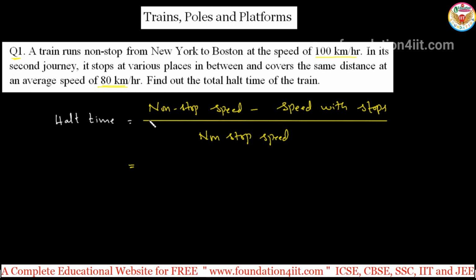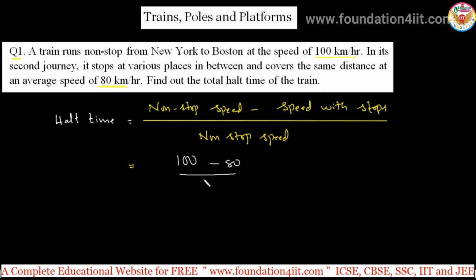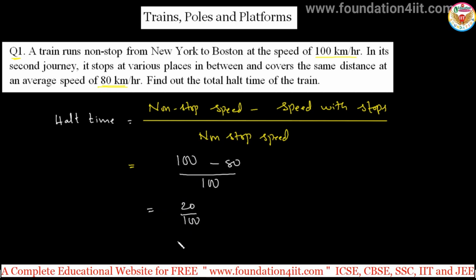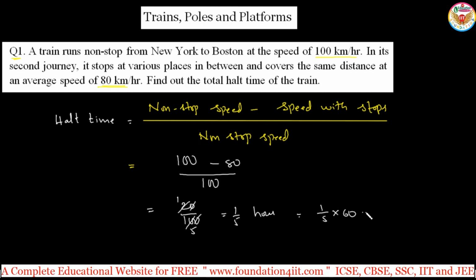A direct problem. By taking halts and this speed difference, they ask for the total halt time. The non-stop speed is 100. Remember, units must be the same for all the speeds. So 100 minus 80, divided by 100 again. 100 minus 80 is 20, so 20 by 100. Zero cancels with zero, and 2 times 1 is 2, 5 so 1 by 5. This is in hours, because speed is in kilometers per hour. 1 by 5 hours, 1 by 5 into 60, so 12 minutes.